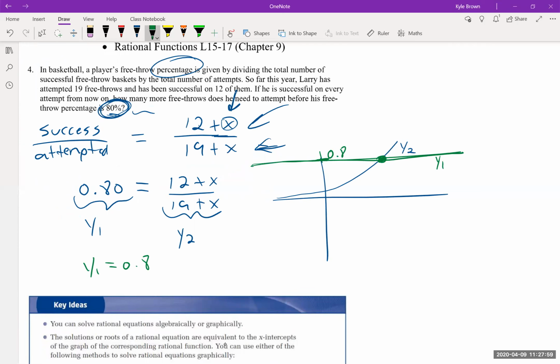And in the end, that point would be at 16, comma, 0.8. And that makes sense that 0.8 is our y value, because it crossed at that point on that line. So in the end here, our x value would be 16. And that's what it was asking for. It says, how many more free throws will he need to make? So he'll need to make 16 more. Okay. And that should be it.